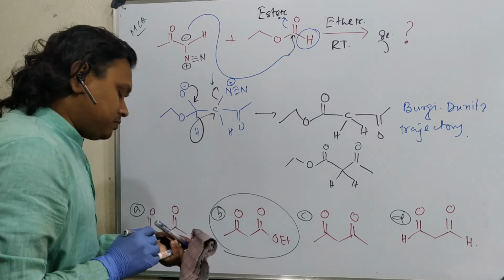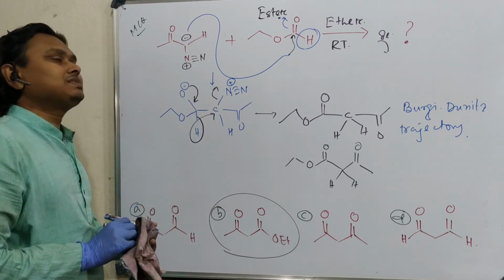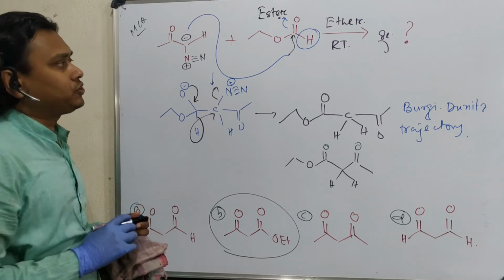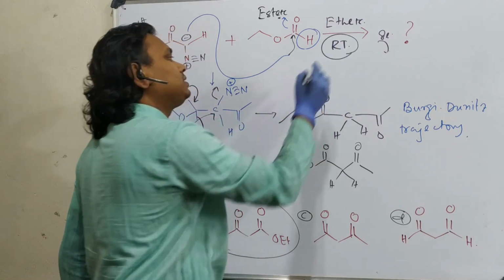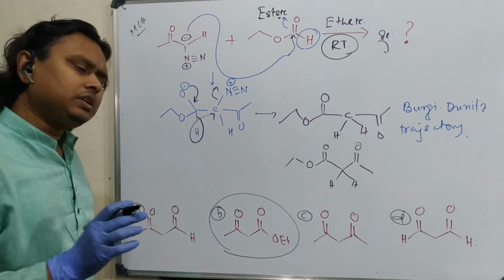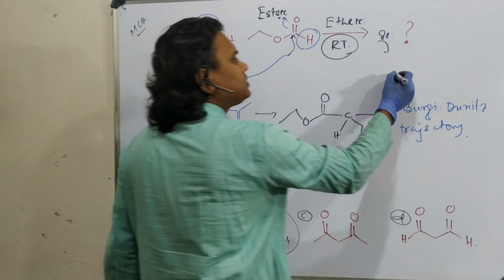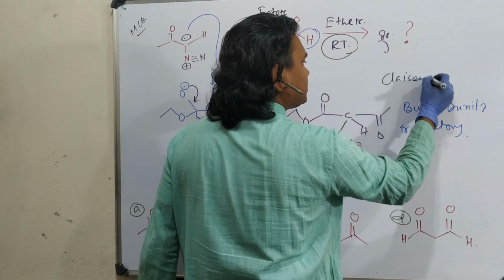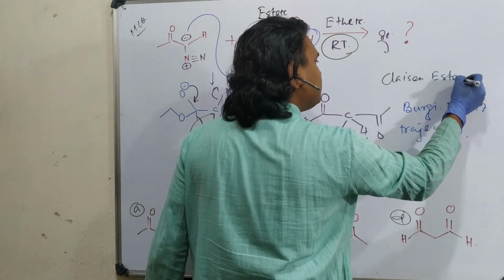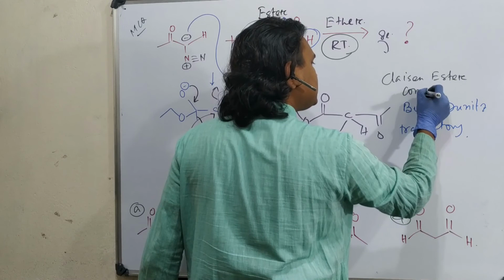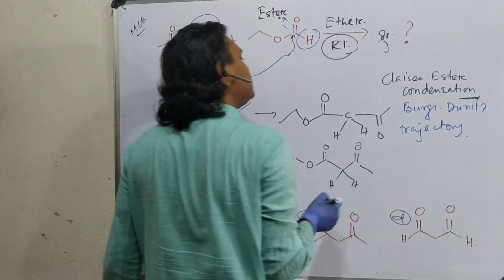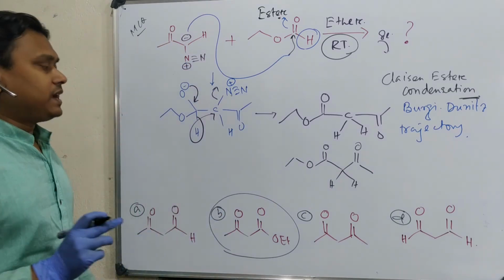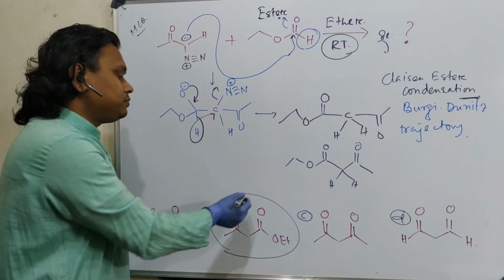Now let me tell you, within less than 30 seconds, how you can answer this. Another point I forgot to mention: remember, this active methylene group could be prepared very easily using Claisen ester condensation. I have already discussed this in many videos and MCQs. Please visit if you have any difficulty with this concept or if you want to learn more. Fine, this Claisen ester condensation could be easily prepared.